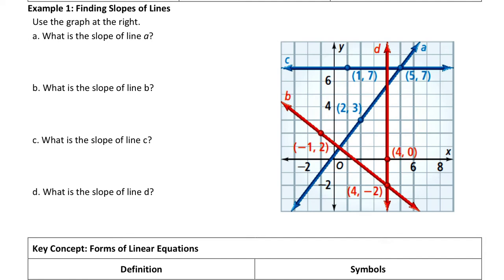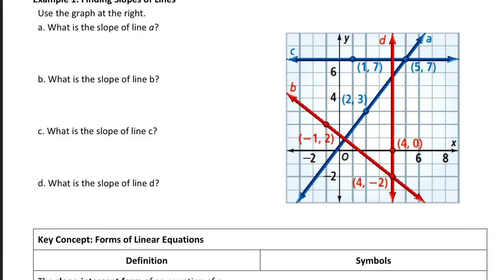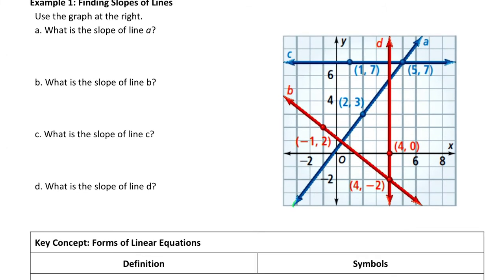The slope of line A is this blue line that's increasing from left to right. So this line has a positive slope. It has the points (2, 3) and (5, 7). So I'm going to use the slope formula. I'm going to do y2 minus y1, so I'll do 7 minus 3 over 5 minus 2. Y minus y, x minus x. So this has a slope of 4 over 3. If I needed to simplify that, I would, but I don't need to simplify 4 over 3.